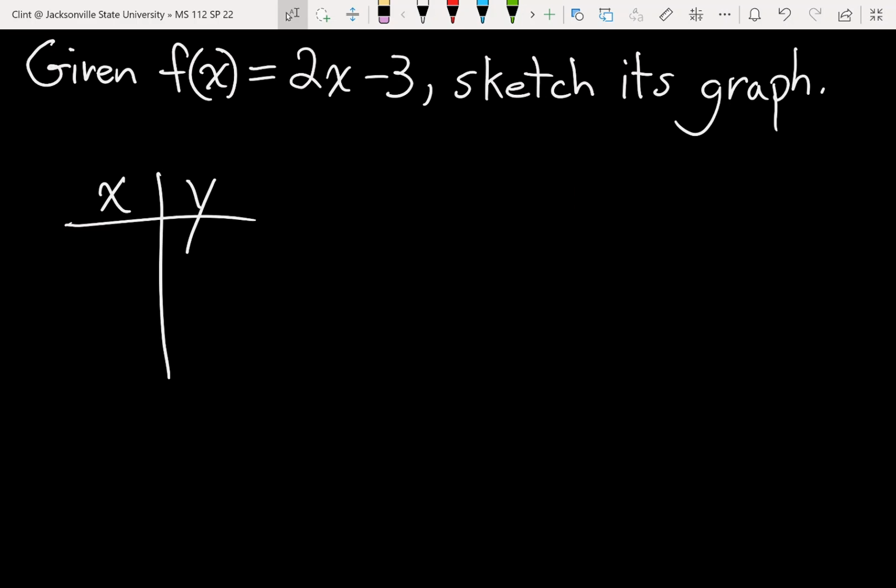So in WebAssign, our graph paper doesn't go too big. I think it goes to like 10 and -10. So we kind of want to pick x values somewhere between there. But other than that, it's your choice. I like picking small numbers because they're easier to work with. So maybe I would do like -1, 0, and 1, something like that.